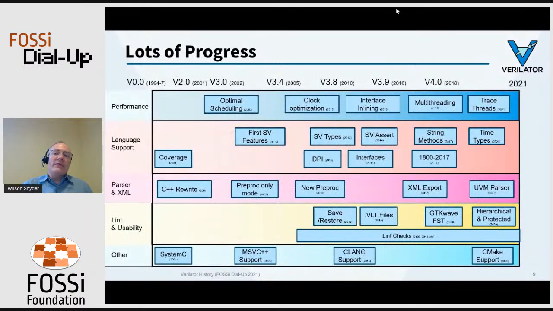If we back out and look at what's been going on since '94 all the way up to 2021, I'm not going to read through all this, but this is an overview of some of the big things we've worked on. You can read these slides after, but you see there's been a number of enhancements in a number of areas: better language support, better parsing, a lot of usability improvements, support for other backend tools like Clang and Microsoft Visual C, things like that.